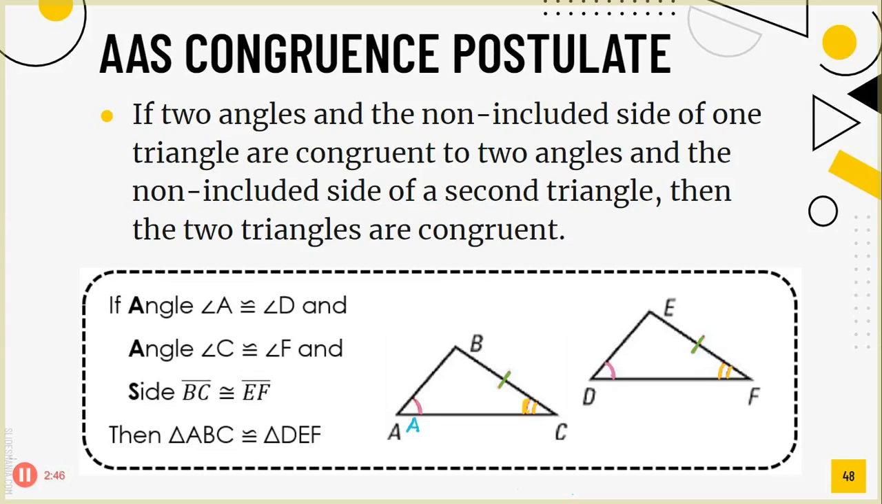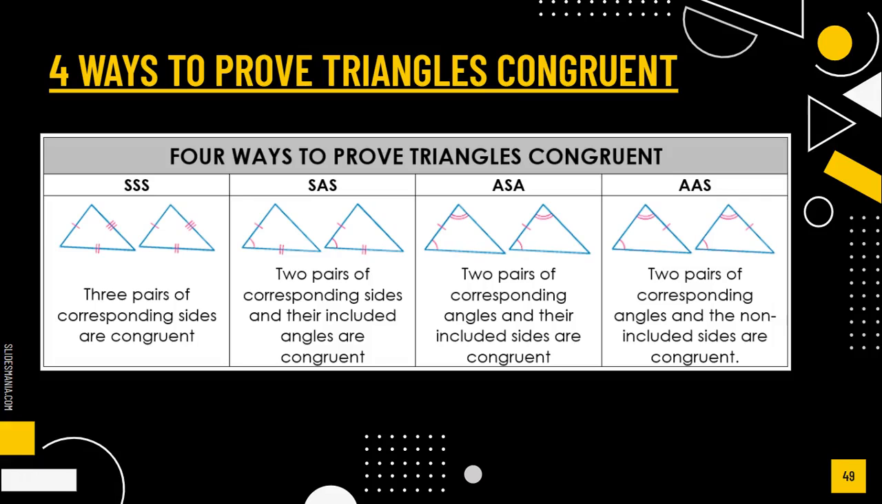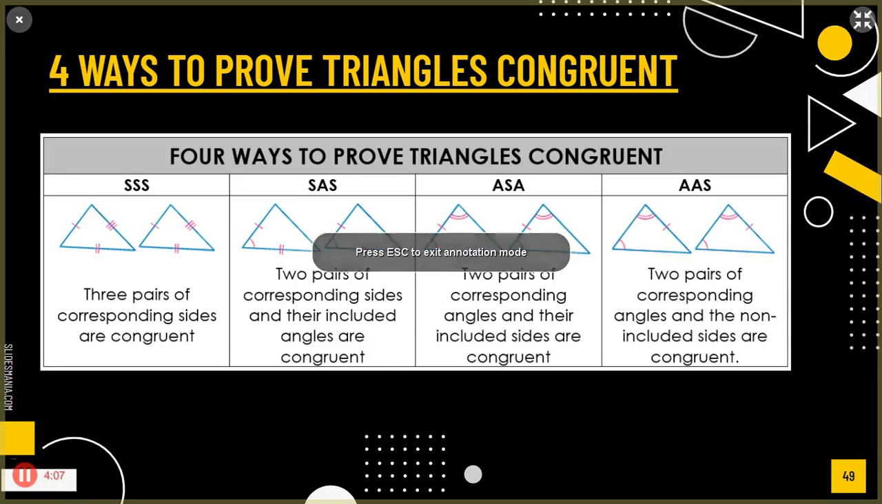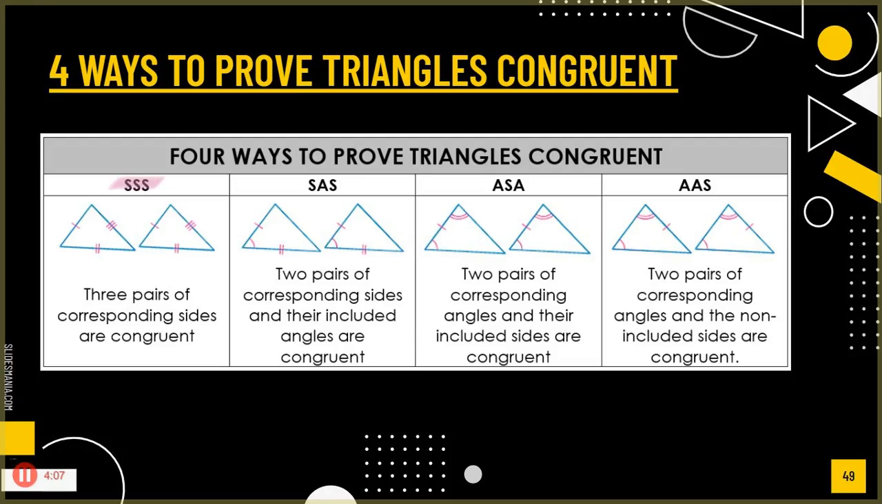So we now have 4 ways to prove triangles congruent. Instead of proving all 3 sets of sides and all 3 sets of angles are congruent, we now can shorten that and prove that only 3 pairs of specific things are congruent. So the first one we talked about was side, side, side. So if we're going to use side, side, side, that means all 3 pairs of the corresponding sides are congruent to each other. That way, if we know all 3 sides are congruent in one triangle to another, that means that those triangles are congruent, which means all 3 pairs of angles and all 3 sets of sides are congruent.